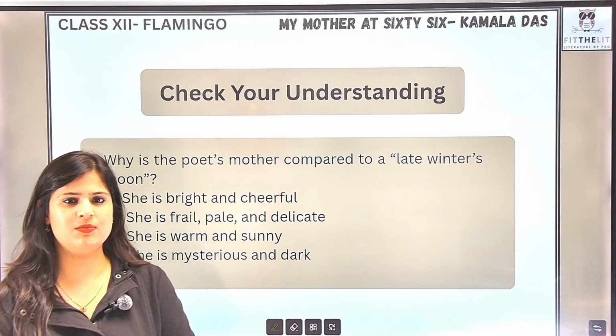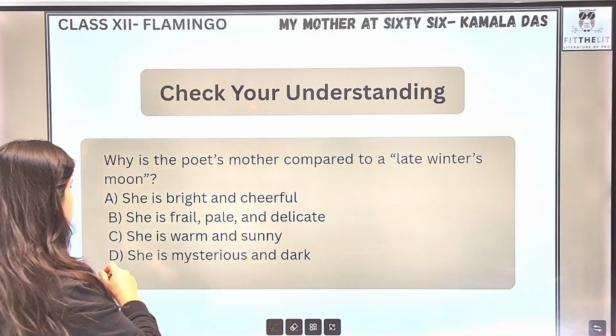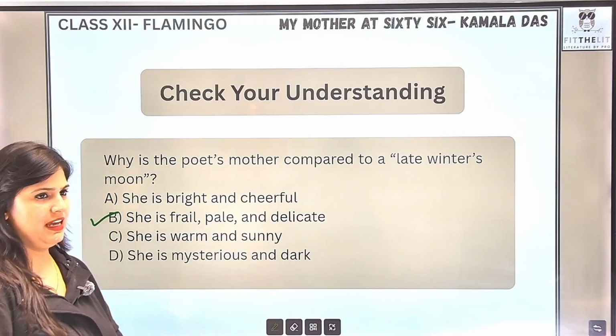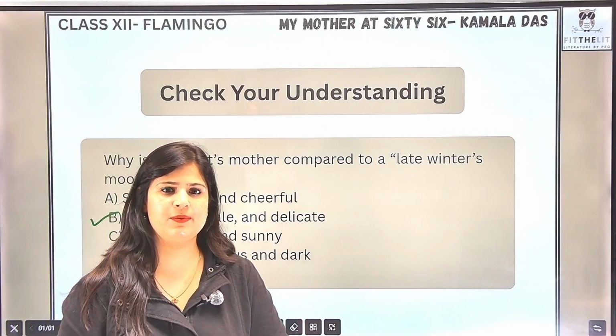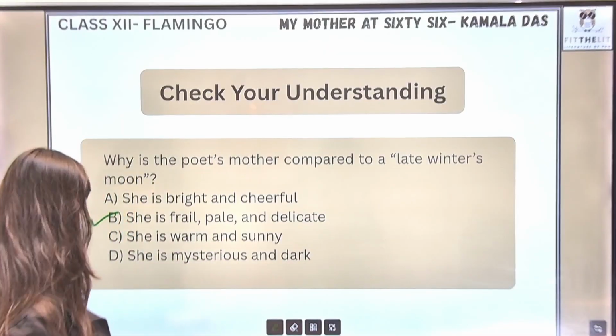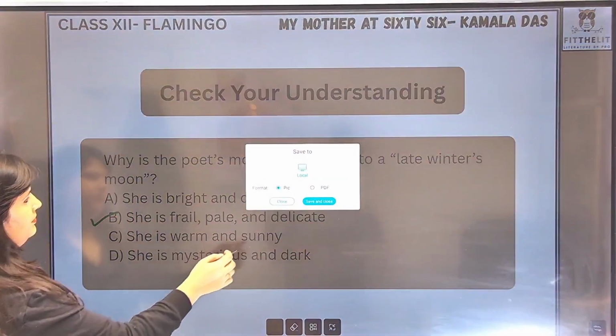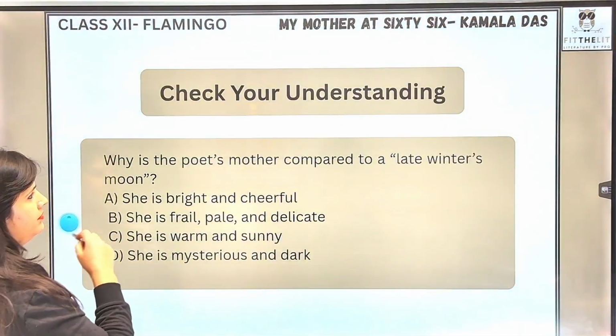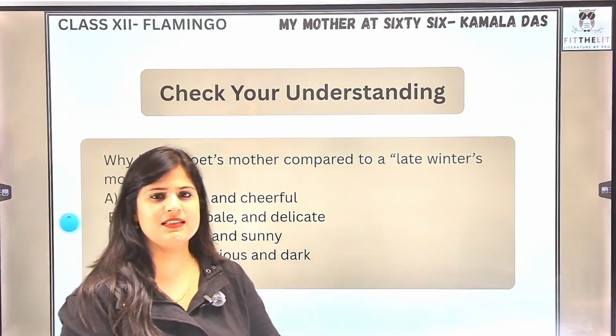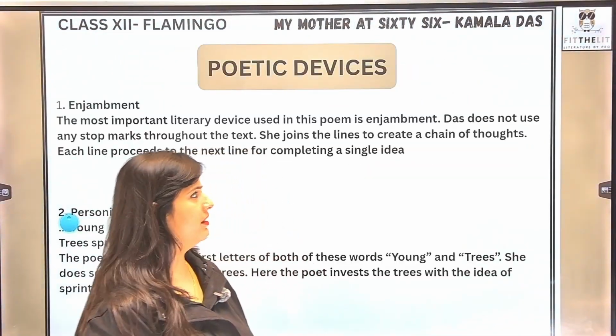So we have understood the poem clearly. It is option B. She is frail, pale and delicate, just like the late winter's moon. Let us move forward and discuss the poetic devices that are there in the poem.